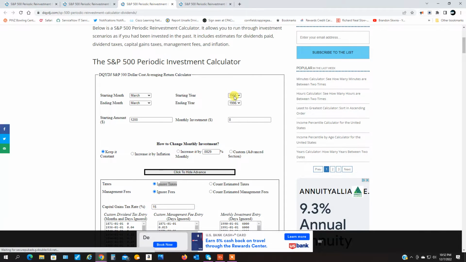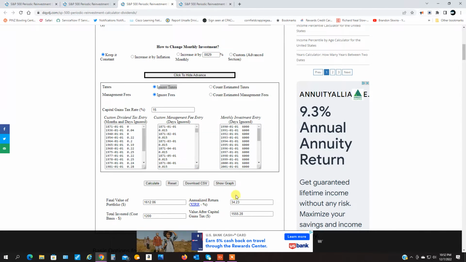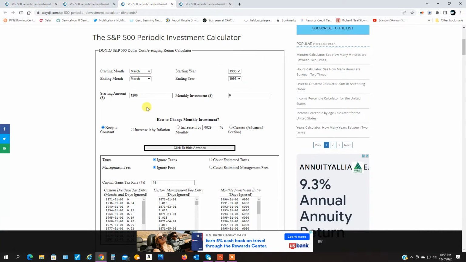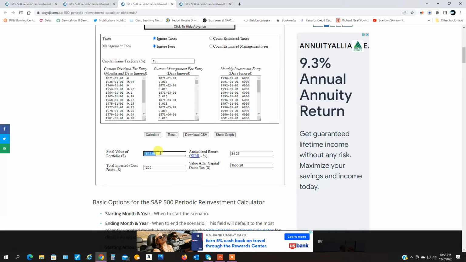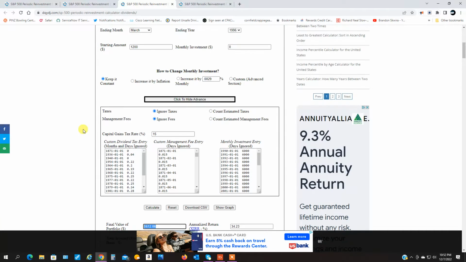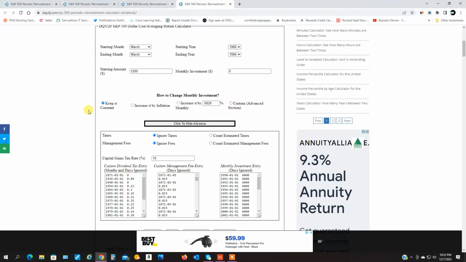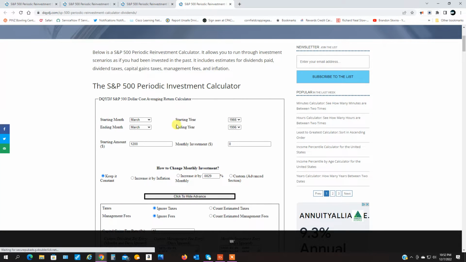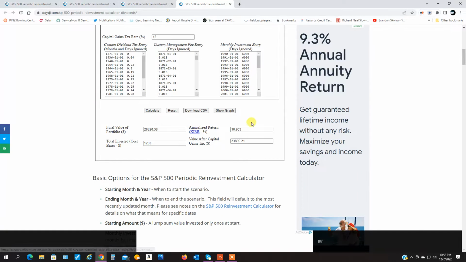And here we got 1995 to 1996. We look at that, 34% in 1 year. That's what $1,200 turns into. $1,200 initial investment, and again, that's with dividends reinvested. And over here, we're looking at the 30-year return, 1966 to 1996. Look at that, just under 11%.